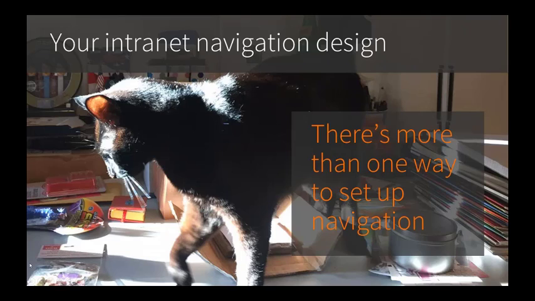Today we're talking about the implementation of your SharePoint intranet navigation. With the newer versions of Microsoft's collaboration platform, there's more than one way to set up navigation. But we also want to talk about the design of that navigation.